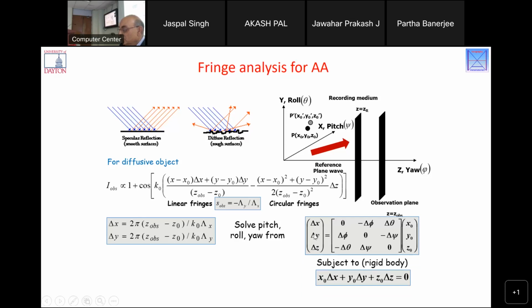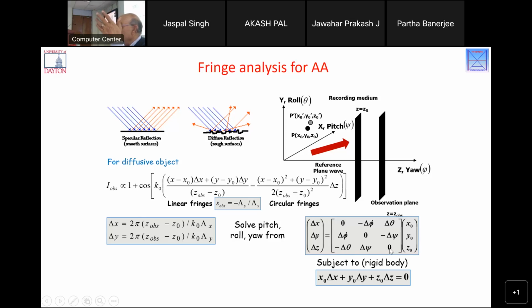Okay, and you need to solve for this delta phi, delta theta, and delta psi, which are the pitch, yaw, and the roll. Are you okay with this? So you see, this is a matrix vector equation, like a matrix equation, but this equation is unsolvable. So that's the problem. Why is it unsolvable? Because you see the determinant of this matrix is 0.